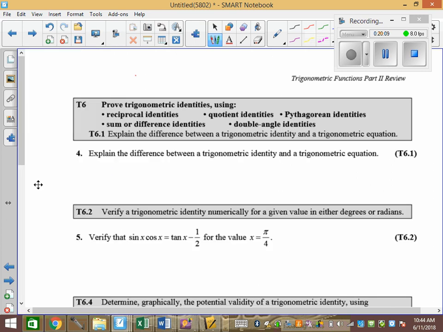Okay. So prove trigonometric identities using reciprocal identities, quotient identities, Pythagorean identities, sum and difference identities, double angle identities. Explain the difference between a trigonometric identity and a trig equation. An identity proves that what? It works for everything. What is a trig equation? What do I ask you to do when I give you a trig equation? What am I asking you to do? When I give you a trig equation, what's the word?